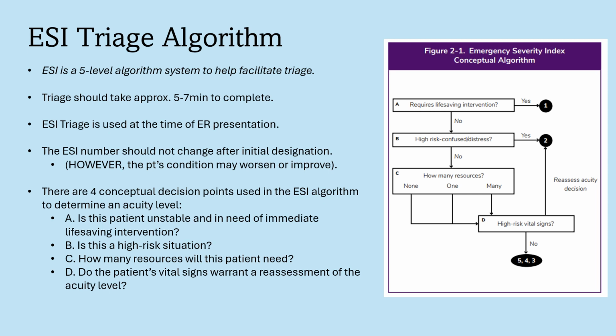If that answer is no, then you need to look at how many resources they will need. If they don't need any resources, that's a 5. If they need 1 resource, that's a 4. If they need many resources, that's a 3.